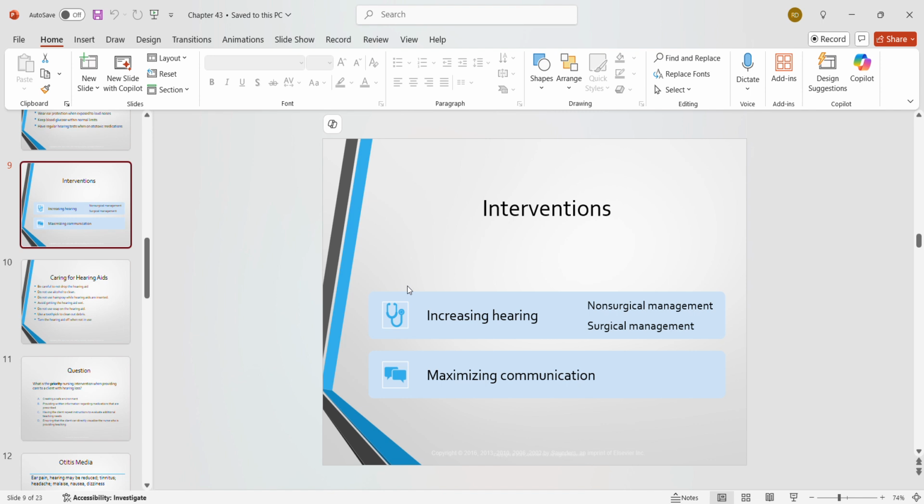Ensure there's good lighting all the time. Good lighting facilitates lip reading and visual cues. Provide a comfortable environment. Minimize distractions. You need a quiet space for communication. Address emotional and social impact. Hearing loss can have an emotional consequence, and nurses can provide support. Encourage self-advocacy. Help the patient advocate for their needs and communicate their preferences.